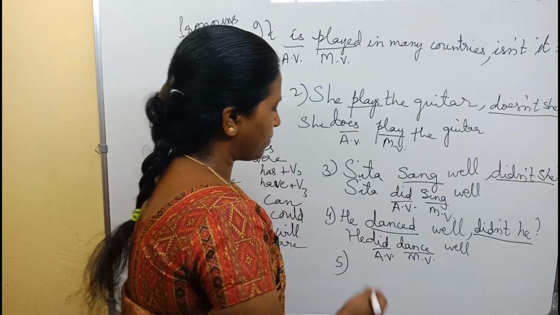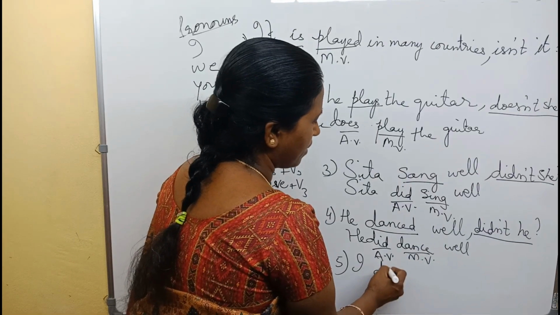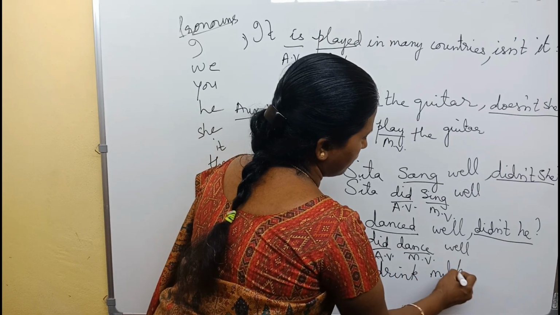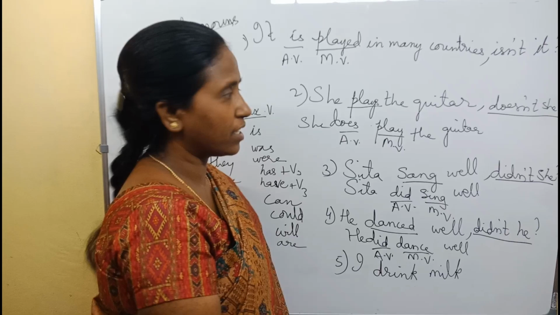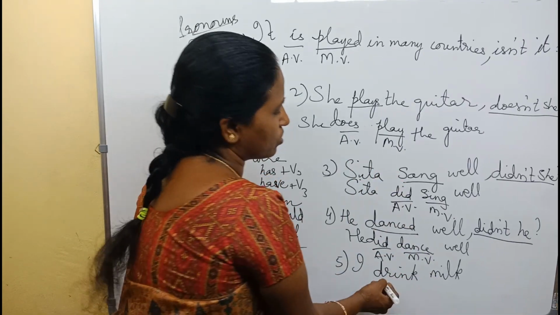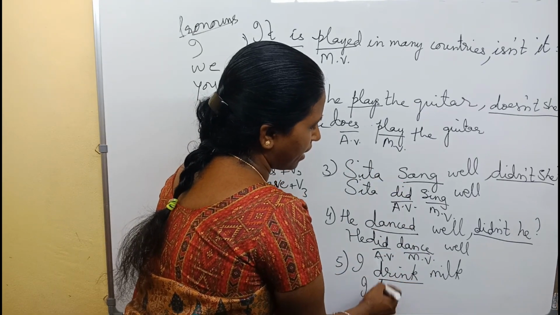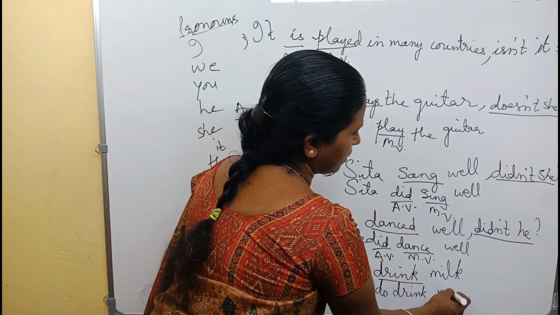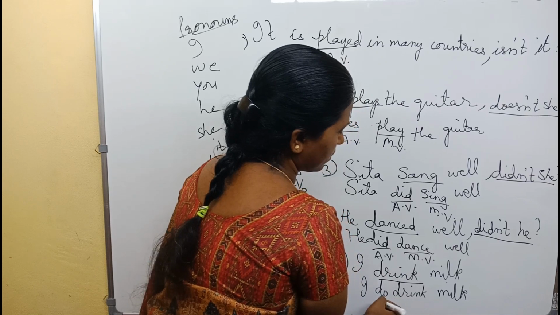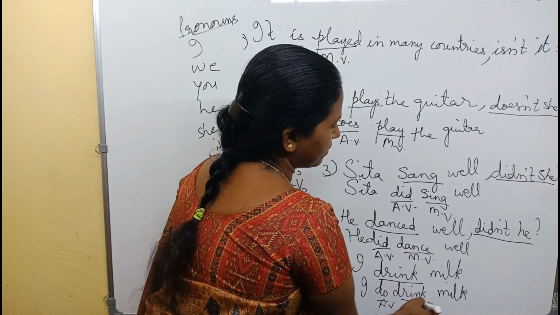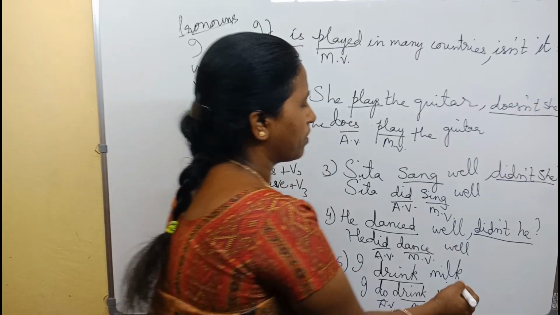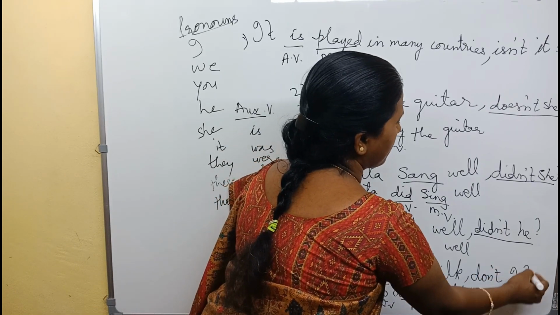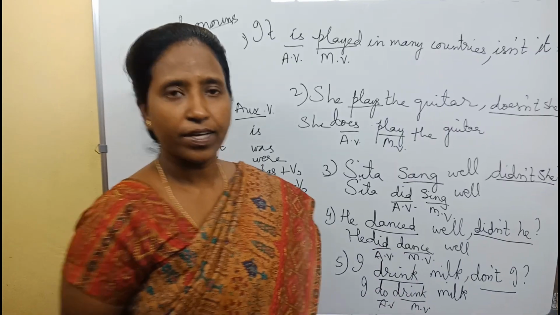Okay. For example, if I say, I drink milk. This is V1 form. No D is there. No S is there. Okay. So in that case we can say, I do drink milk. Okay. So here do is the auxiliary verb and drink is the main verb. Therefore our question tag will be don't I? Clear?